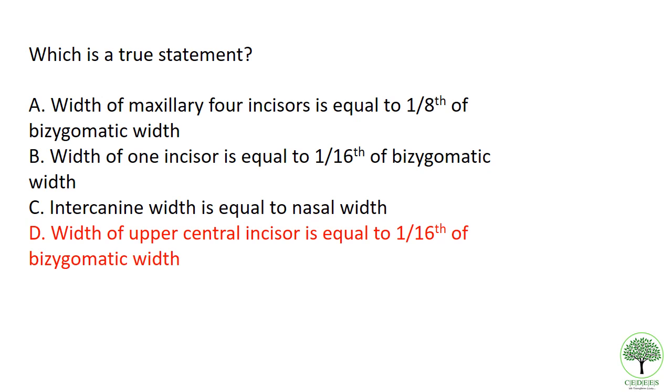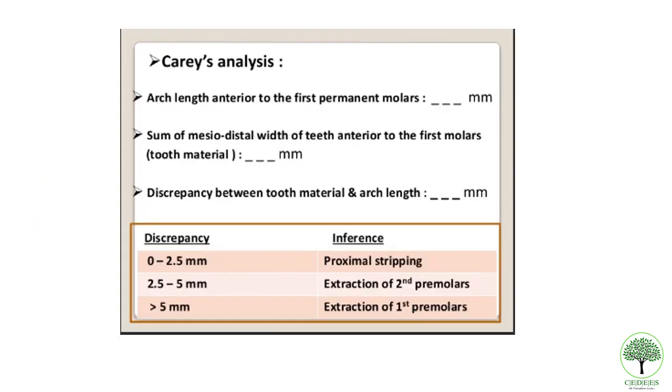So, the width of the upper central incisor is equal to 1/6 of the bizygomatic width is the answer, and it is given by the Berry's formula or the Berry's index. There was also a doubt regarding the caries analysis.